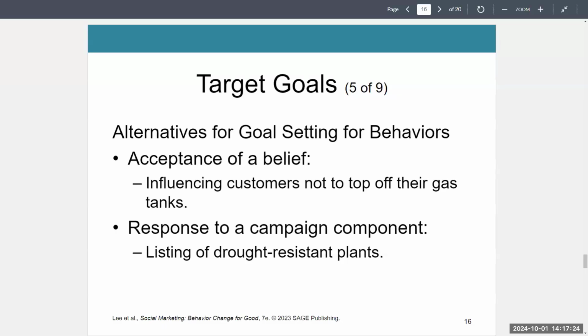All right, so sometimes your campaign includes multiple components or actions that contribute to the desired behavioral change. So in this case, setting goals related to response or engagement with these campaign components can be valuable. So you're breaking down your campaign into the components that you're working with. An example would be if your campaign promotes water conservation and there is a list of drought-resistant plants, a goal might be to have a certain percentage of the target audience actively using or sharing that list, because that part of the campaign is relevant to actually getting the job done.